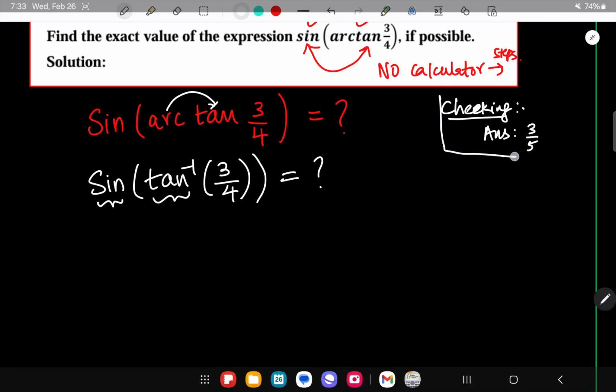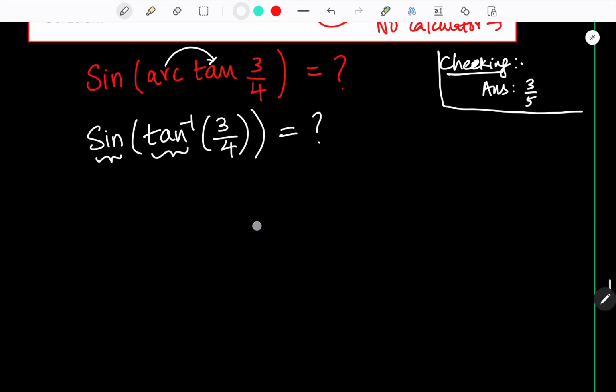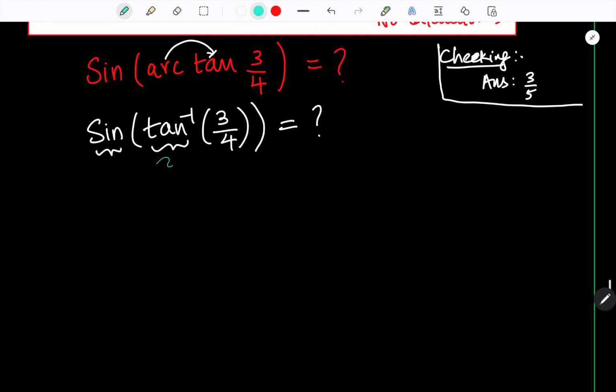So now we want to check whether we are getting 3 by 5 or not. Listen. What is inside the bracket, I'm going to call it u. So if I call this u, this is your question. Now what is your question? Your question is you are going to find sine u.